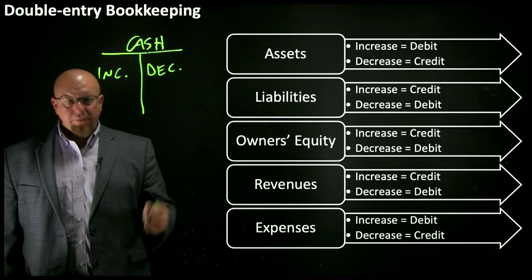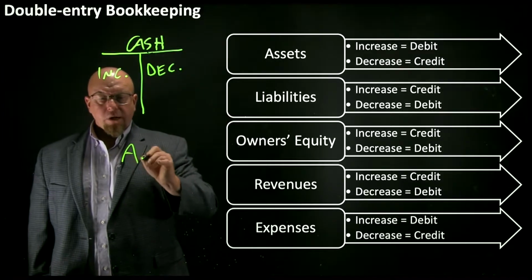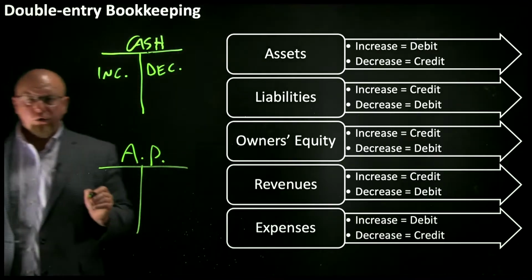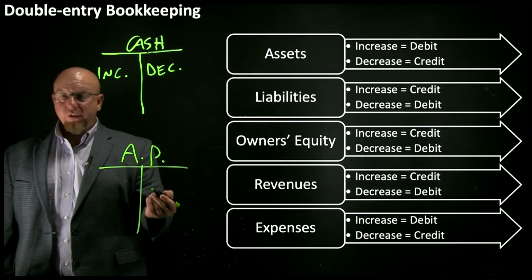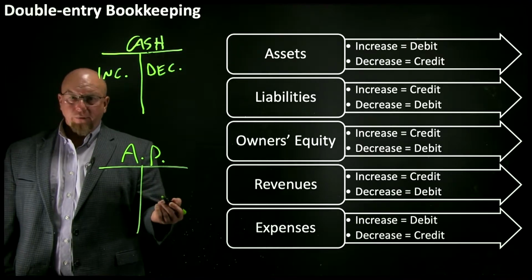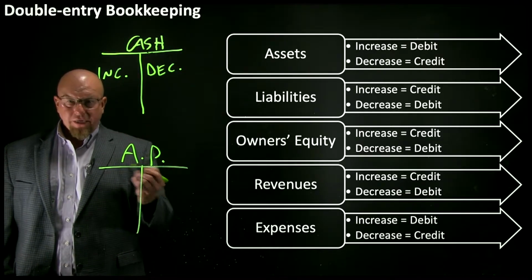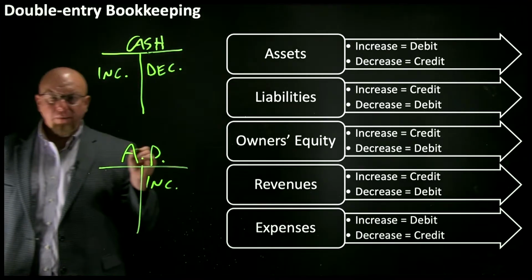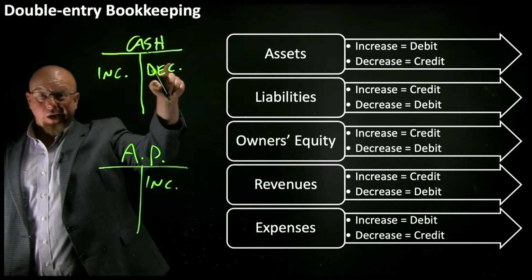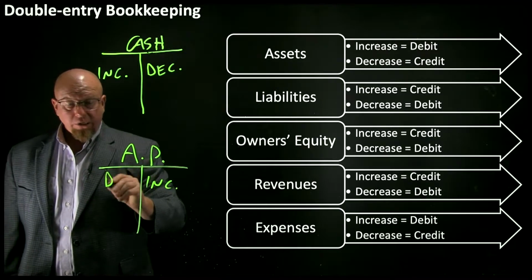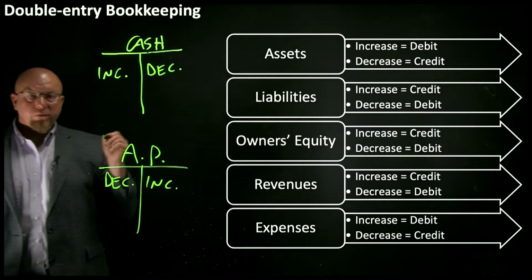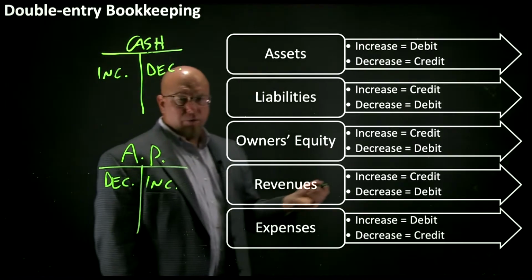Now, let's pick a liability. Accounts payable. This measures what we owe to our vendors. We purchased something, we did not yet pay for it. This is going to be exactly the opposite. If you want accounts payable to go up, you make a credit entry. It's the opposite of cash. And if you want it to go down, you make a debit entry. So we're starting to see these debit and credit rules.